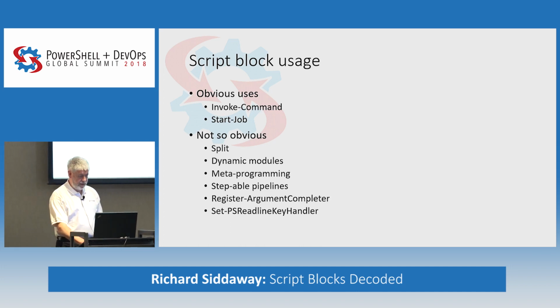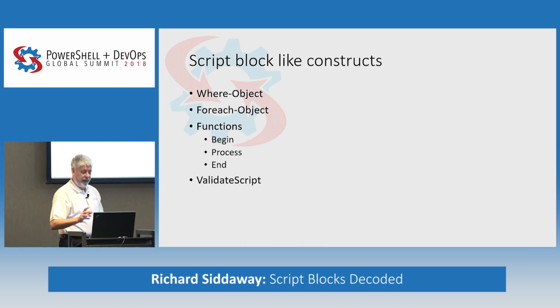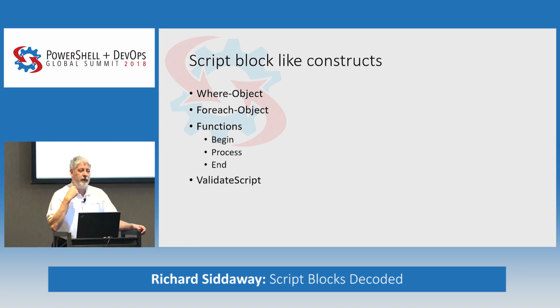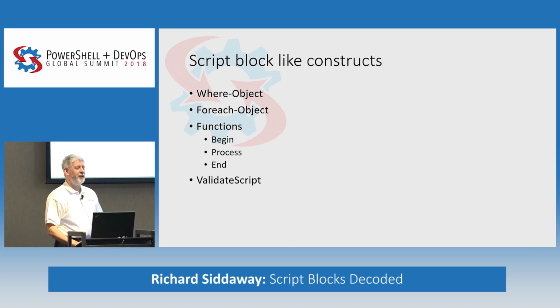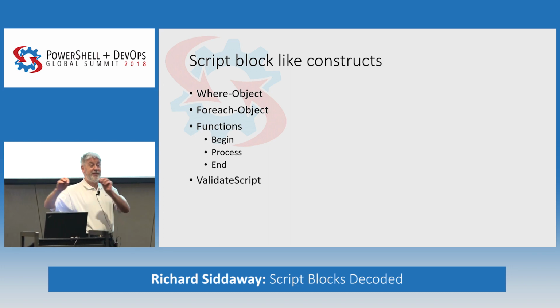And then the other two bits. Where-Object I've mentioned, ForEach-Object I've mentioned. Functions. Who uses begin, process, and end? Cool. Script blocks for all intents and purposes. And then use ValidateScript. It's another script block. They're everywhere. A bit like cockroaches. God, I wish I'd thought of that when I was doing the book. Bruce would have loved that. Script blocks, cockroaches of PowerShell.